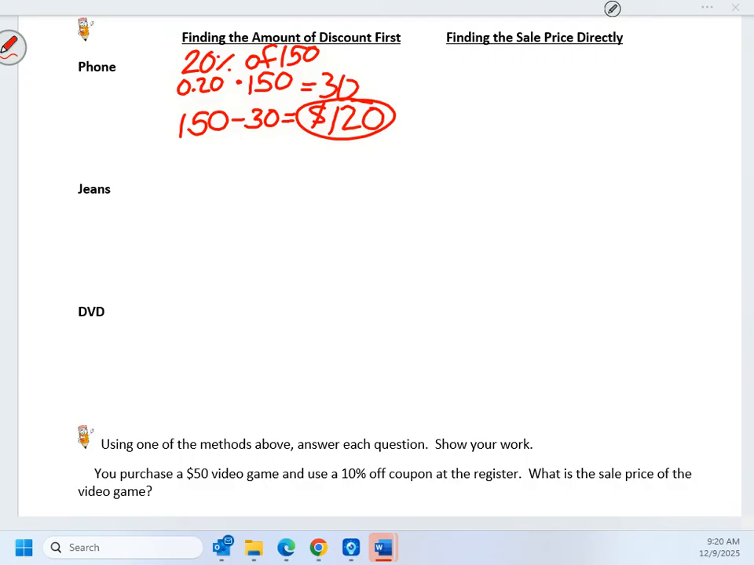So we take that original 150, we subtract out that 30, and we see our new price is $120. Okay, so let's look at our jeans. Finding that discount first, what is 60% of that $80?